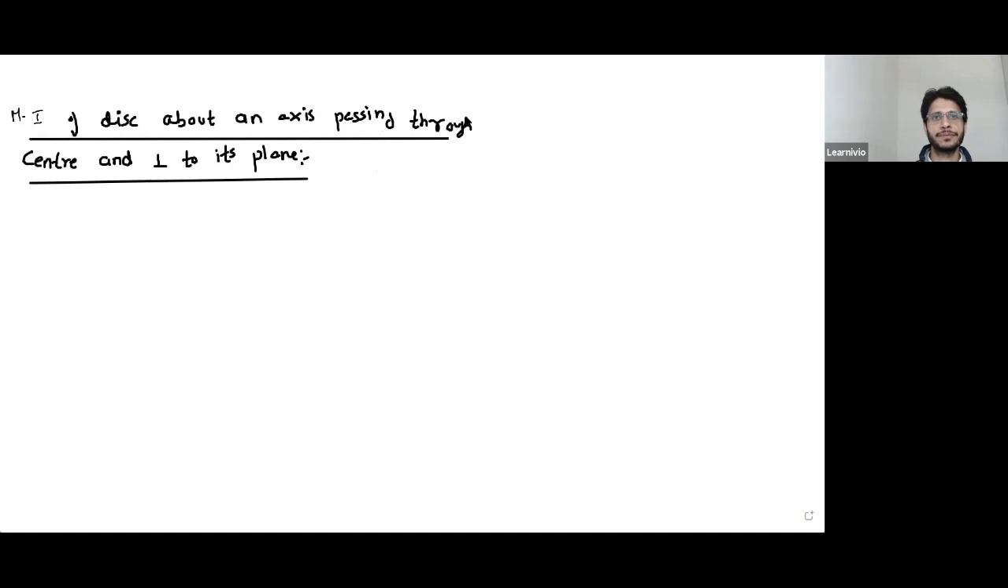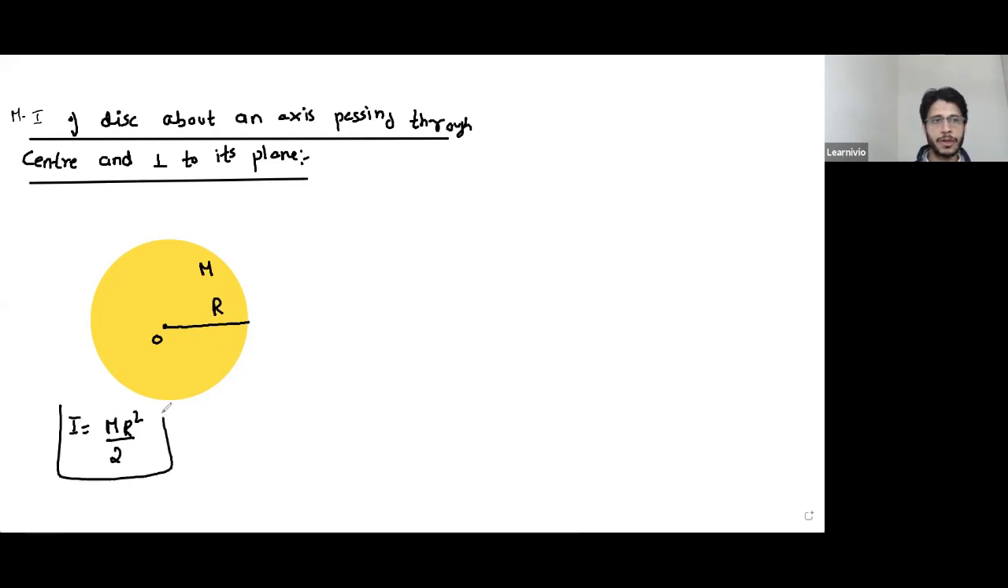So you have a disk. Anyway, so this is the disk. The mass of the disk is m. The radius of the disk is r. This is the center of the disk. You need an axis which is passing through the center and perpendicular to the plane of the disk. Means if you draw this disk in your notebook, then the axis is perpendicular to the plane of your notebook. The moment of inertia about this axis is mr square by 2. So this is the moment of inertia of the disk about this axis, mr square by 2.